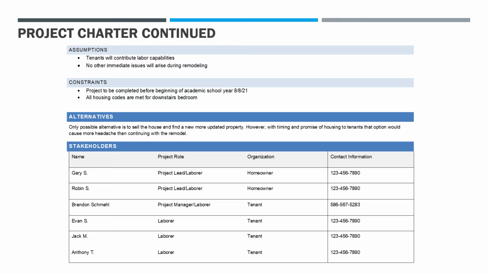Some constraints for the project are to be completed before the beginning of the academic school year on 8/8/21, and then all housing codes are met for the downstairs bedroom. And then an alternative thought is the only other possible alternative is to sell the house and find a new, more updated property. But with the timing of the school year and the tenants that they have agreed, it would be more of an issue than an actual alternative.